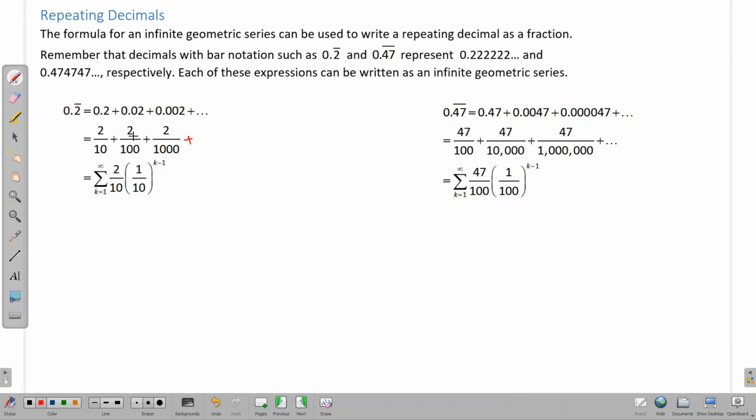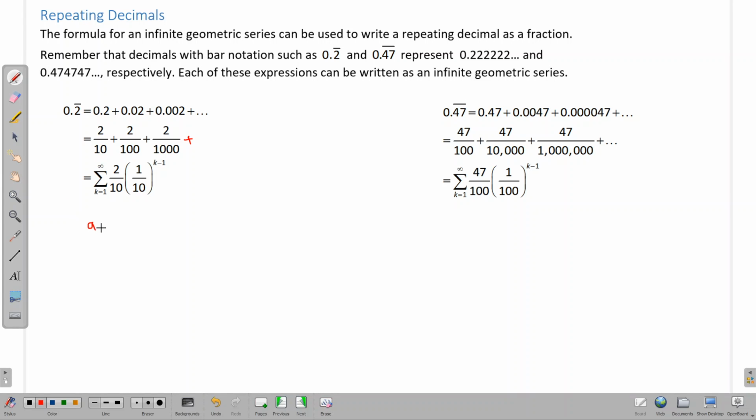To get the next term, we multiply this by 1/10. So the R value is 1/10. So this entire infinite sum represents what that decimal is. Every non-terminating decimal is an infinite sum, and it's an infinite geometric series, in fact. So that means we should be able to apply our formula.